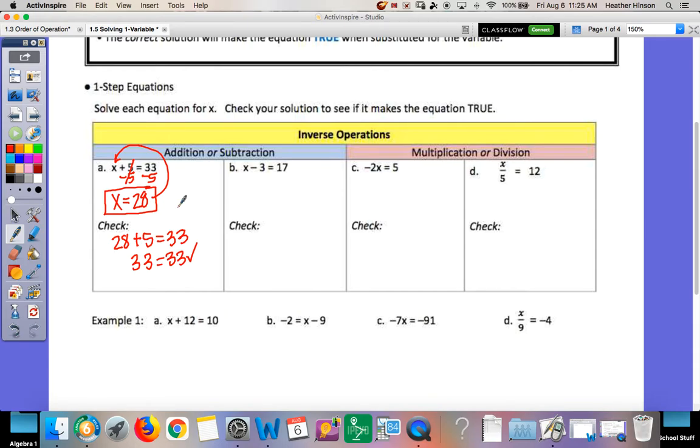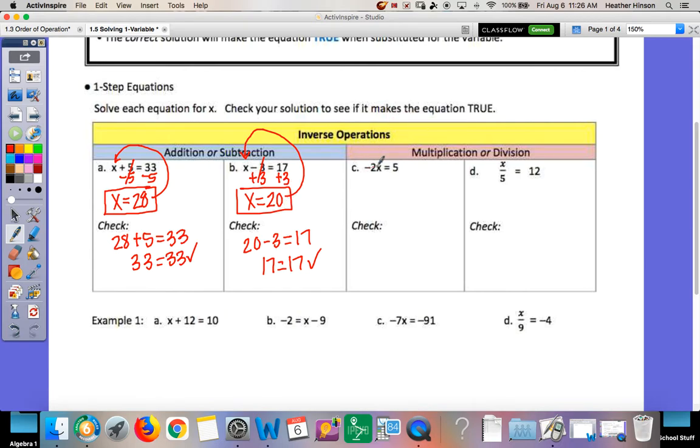Okay, for the second one, we have x minus 3 equals 17. So what's the opposite of minus 3? A plus 3. So I'm going to add to both sides. That leaves us with x because negative 3 plus 3 cancels. What is 17 plus 3? That is 20. So when I check it, I'm going to plug it back in. 20 minus 3. What is 20 minus 3? 17. Is 17 equal to 17? Yes. So I know my answer of 20 is correct.